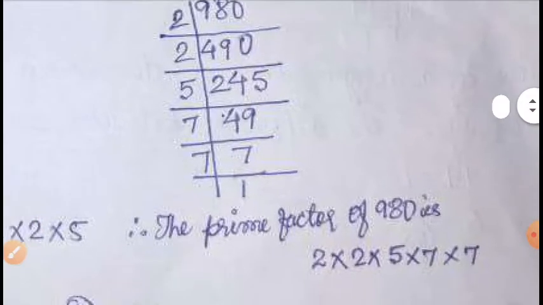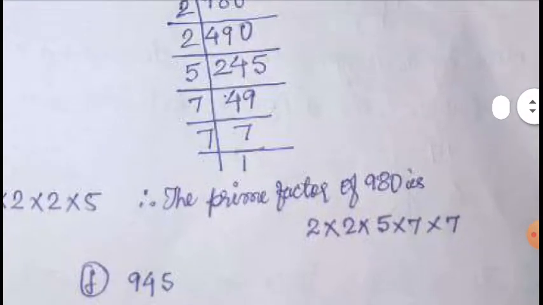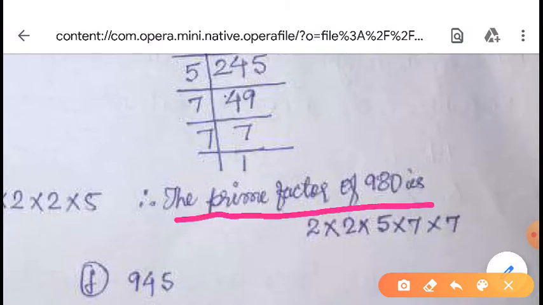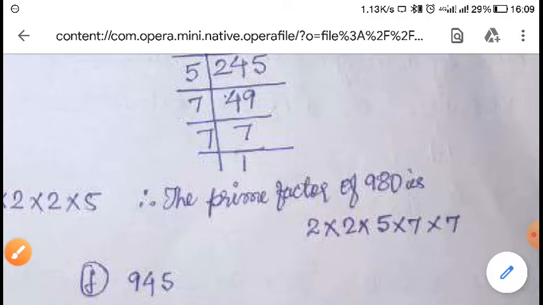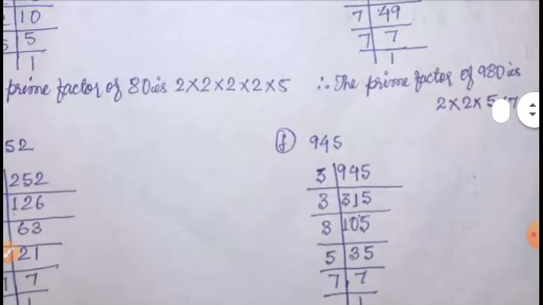So again we can write what? The prime factor of 980 is what? 2 into 2 into 5 into 7 into 7. So in this way you can find out the prime factor of this. I hope all of you have understood this.